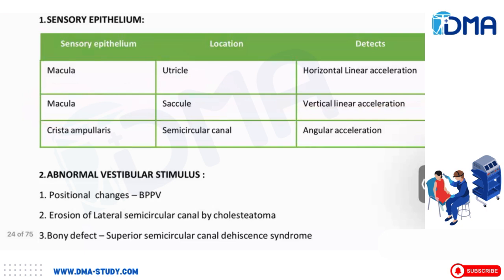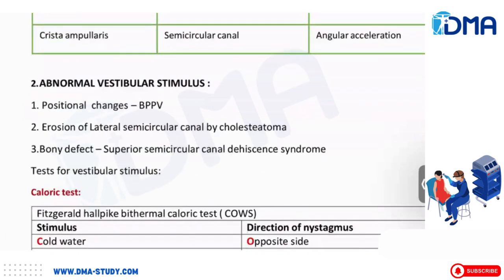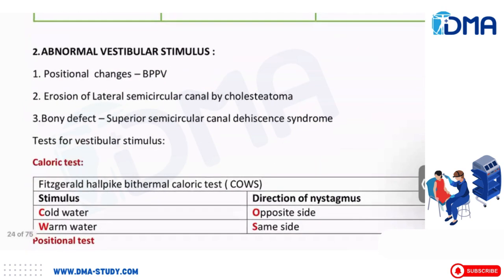The crista ampullaris, present over the semicircular canal, has no separate role. It is completely for angular acceleration. Okay, fine. So, how can vertigo happen?